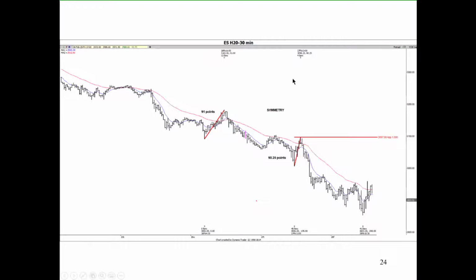And then here's another example. This is in S&P futures on a 30-minute chart. Here, the overall pattern was bearish, so I wanted to look for new resistance, so I basically took some of these prior swings and projected from whatever the low was at that time. In this case, we had a 91-point rally. I projected that from here.